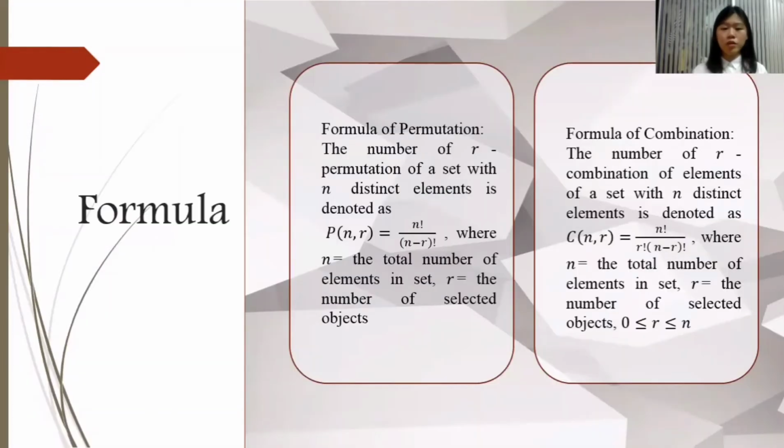Here are the formulas of permutation and combination. The number of R permutation of a set with n distinct elements is denoted as P(n, R), equal to n factorial divided by (n minus R) factorial. For the formula of the combination, the number of R combination of elements of a set with n distinct elements is denoted as C(n, R), equal to n factorial divided by R factorial times (n minus R) factorial, where n is the total number of elements in the set and R is equal to the number of the selected objects.